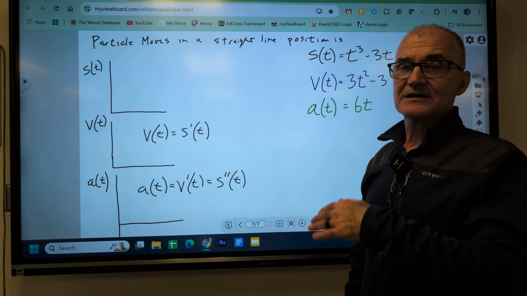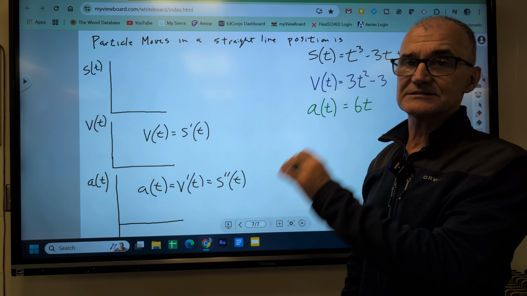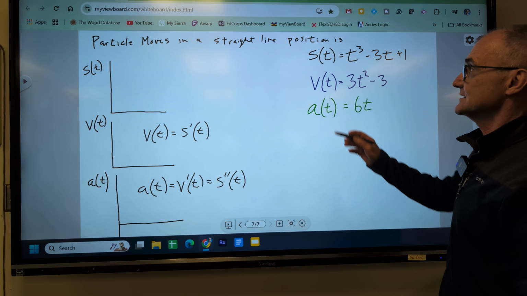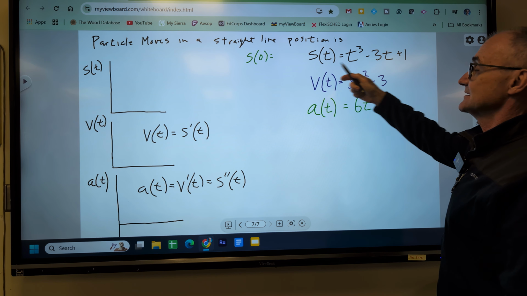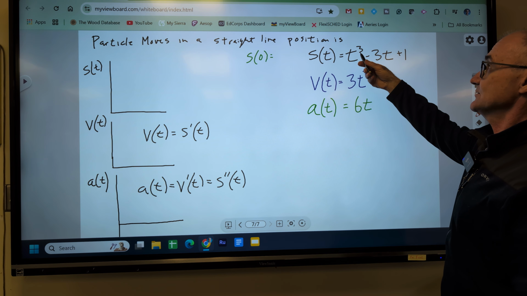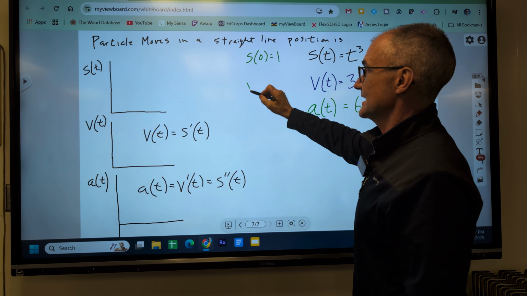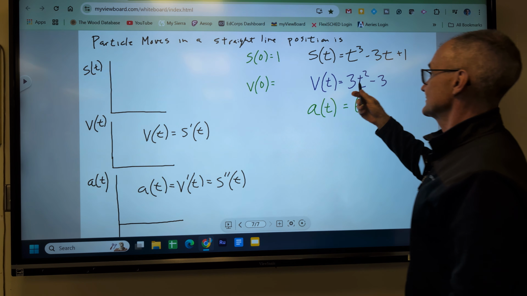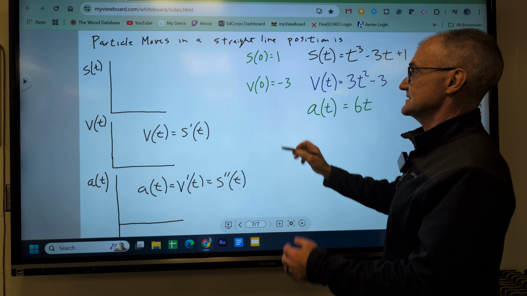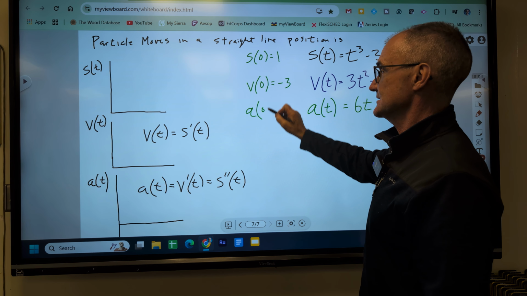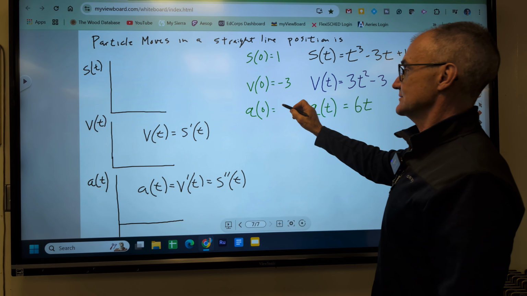Now if the problem says find the initial position, velocity, and acceleration, the initial is at t = 0, so I'm going to substitute 0 in. S(0) is going to be my position at t = 0: 0 cubed, 0, minus 0, plus 1, is equal to 1. What is its velocity at 0? The velocity at 0 is 0 squared times 3, which is 0, minus 3, so -3. What is the acceleration at the initial position, or the acceleration at t = 0? 6 times 0 is equal to 0.